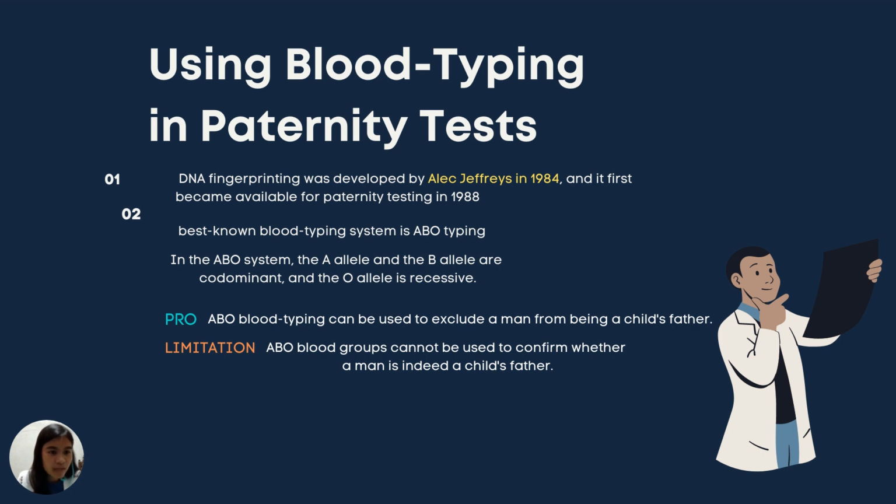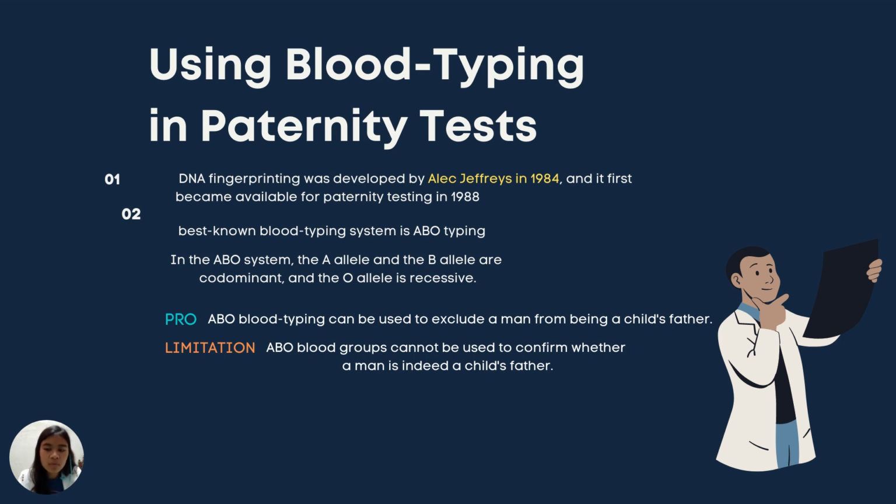As I said a while ago, DNA fingerprinting was developed by Alec Jeffreys in 1984, and it first became available for paternity testing in 1988. Before this sort of DNA analysis was available, blood types were the most common factor considered in human paternity testing. Blood groups are a popular example of Mendelian genetics at work.